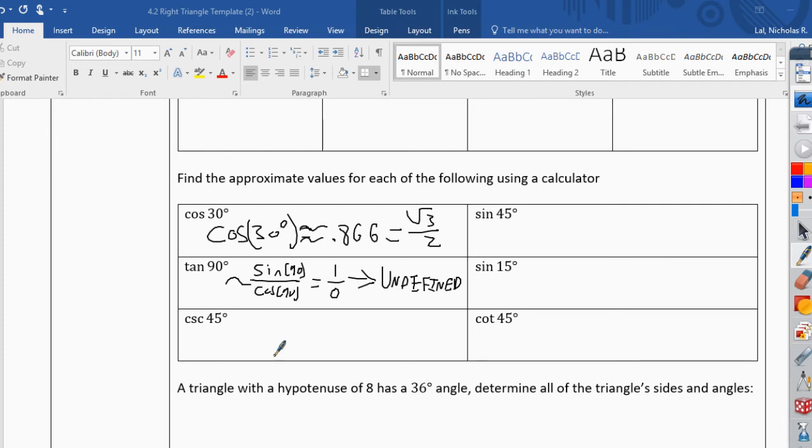Flip. So what did I write on the first page? How is cosecant related to sine? One over the sine of theta. So cosecant of theta is 1 over the sine of theta. So if we need to evaluate this in our calculator, we evaluate this as 1 over the sine of 45.